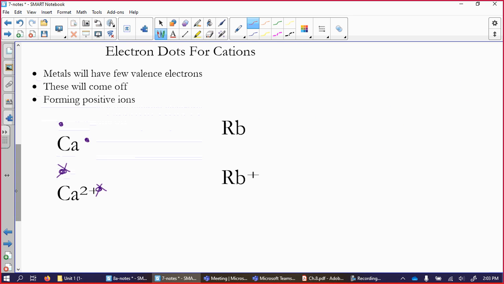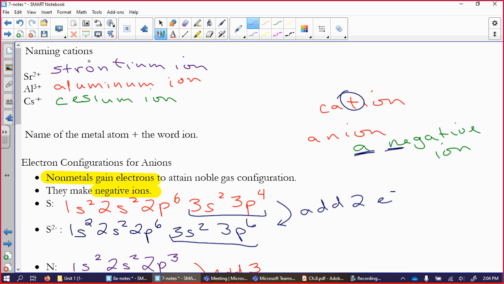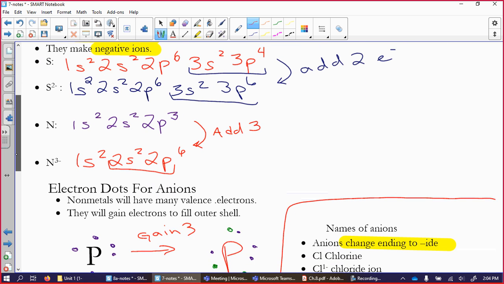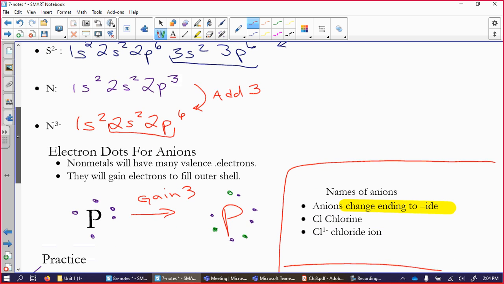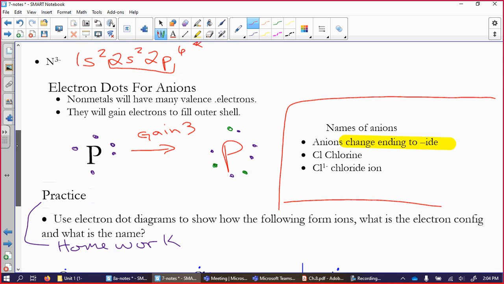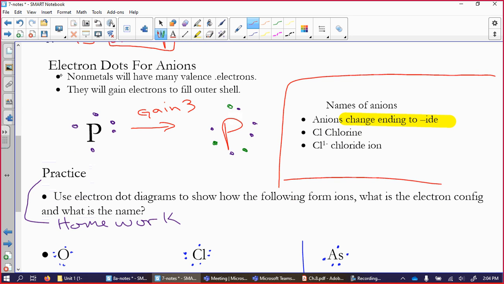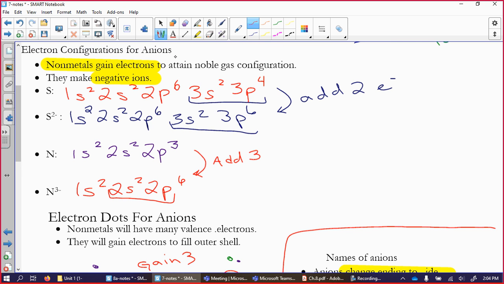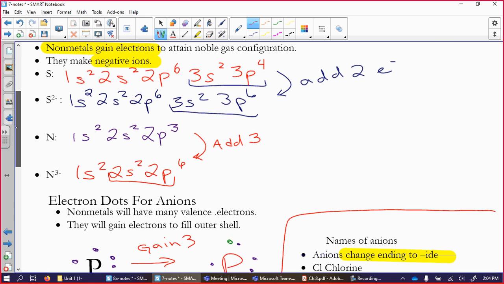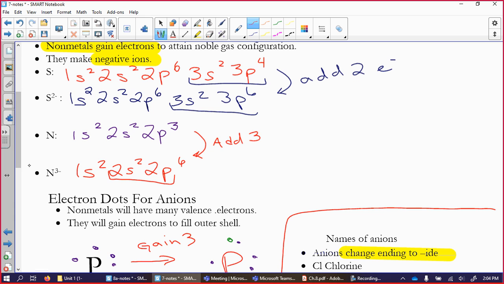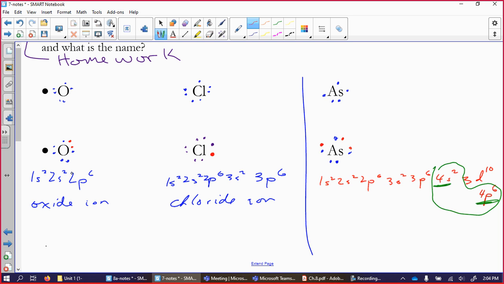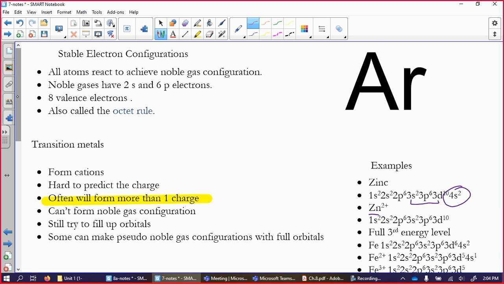So we just basically remove them. Then we can do electron configurations with molecular bonding or covalent bonding. We don't really talk a lot about electron configurations. Anions are negative ions because nonmetals gain electrons. So sulfur becomes sulfide, nitrogen becomes nitride, and all of that wonderful stuff. And this is what we did in chapter 7.